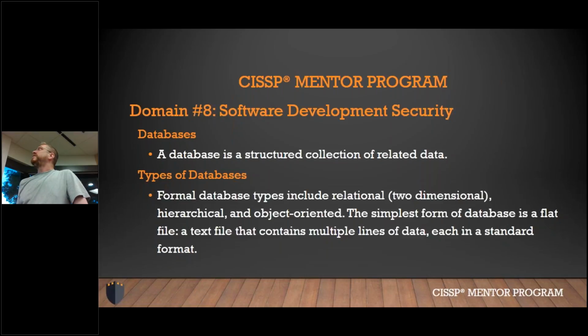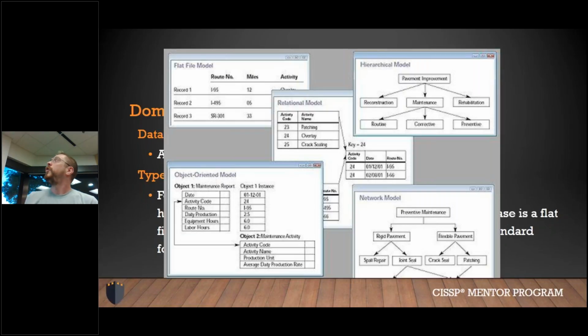All right, databases. Need to know this. A database is a structured collection of related data. You have relational, hierarchical, and object-oriented databases. And then the simplest is a flat file, a text file that has multiple lines in a standard format. Kind of like CSV, which is an output of a flat file. The flat file model, right? It's just a text file.